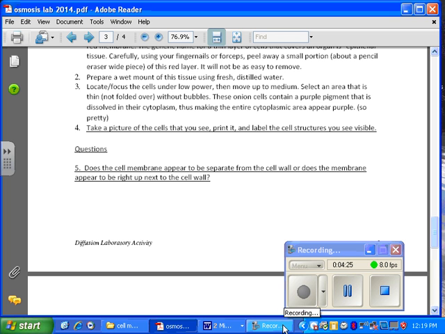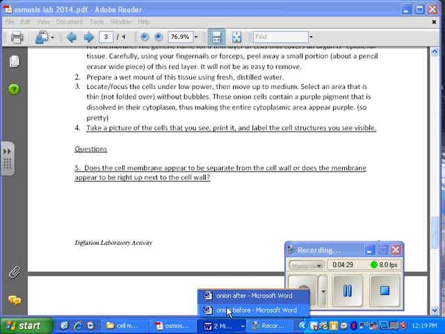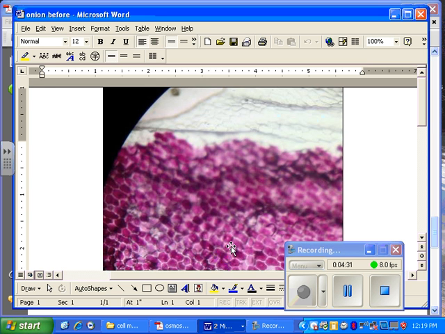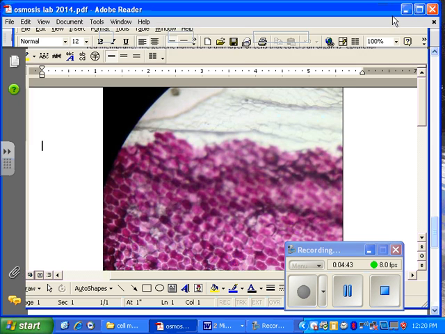And what you just saw, let's see, is a picture that looks like this. And so these are your onion cells. The pretty purple stuff is all the cytoplasm, and those white lines that you can see there are the cell walls, and you really can't see a cell membrane there at all.